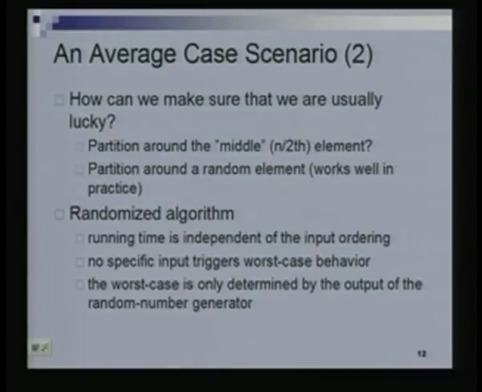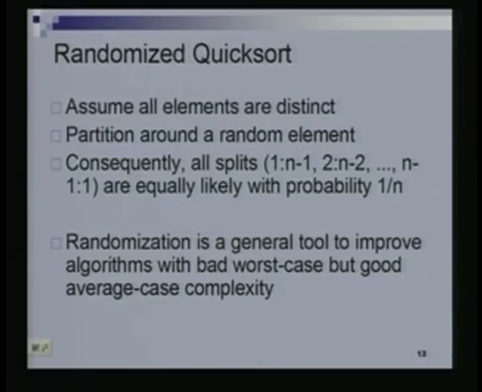So this is what we call a randomized algorithm. What's a randomized algorithm? An algorithm which is basically making some kind of random choices. And we'll analyze what this algorithm does. We'll analyze the running time of this algorithm in a minute. So this is what randomized quicksort is.